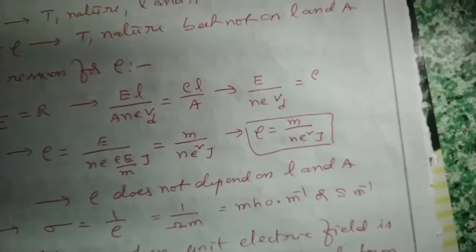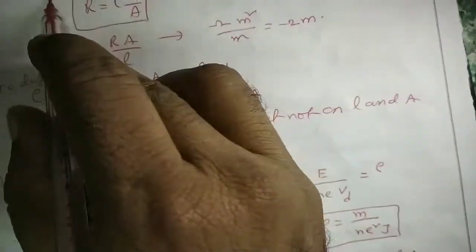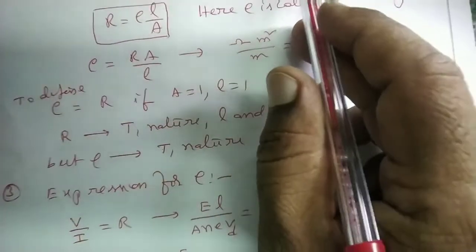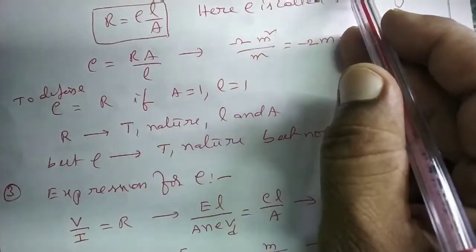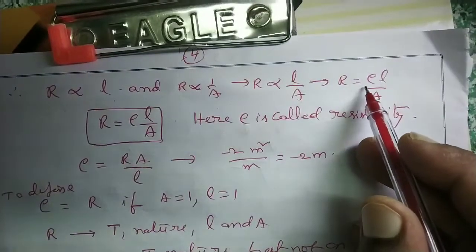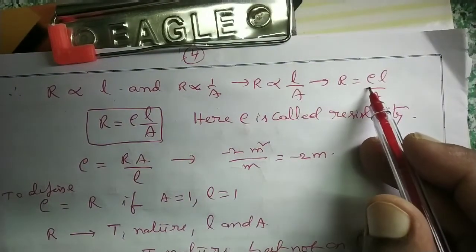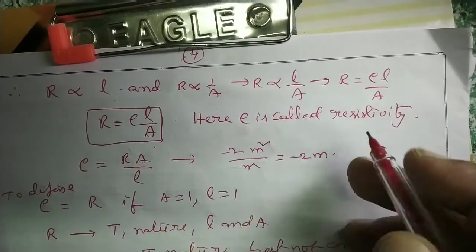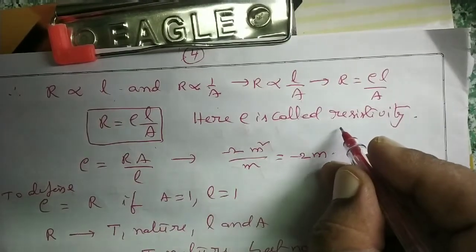Next, resistance depends on length. Just now we studied that resistance is proportional to L and resistance is proportional to 1/A. So resistance is proportional to L/A. Then resistance is equal to some constant rho into L/A, where rho is called resistivity. So R = ρL/A. Here rho is called resistivity or specific resistance of the material.